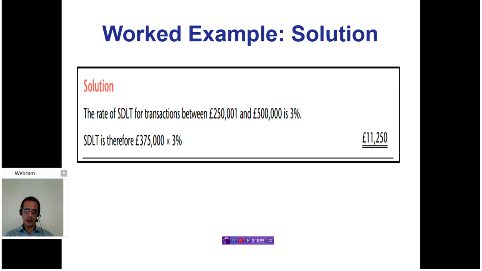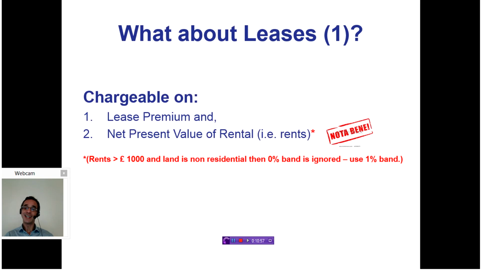Okay. So moving on to leases, as I mentioned earlier on, we've got two areas within leases because we could have a premium, we could have rental, as we've seen within other studies for property income.